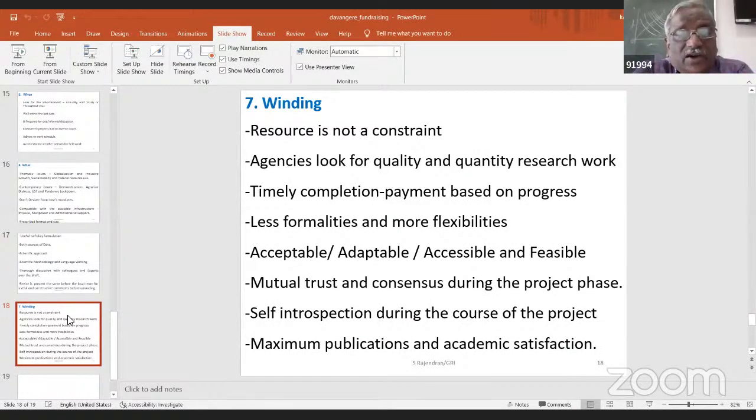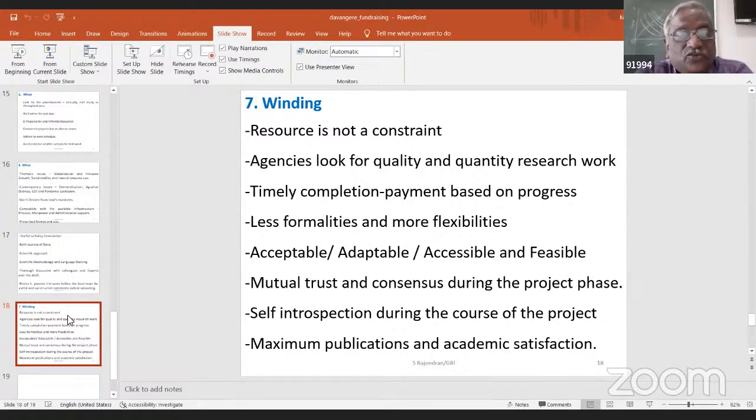And less formalities and more flexibilities should be the approach of the managing organization, whether it is a university, college, or research institute. They should have less formalities and more flexibilities. They should not always put up queries and block the research progress.